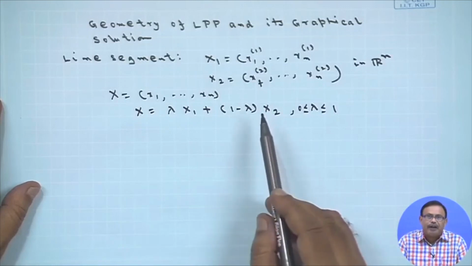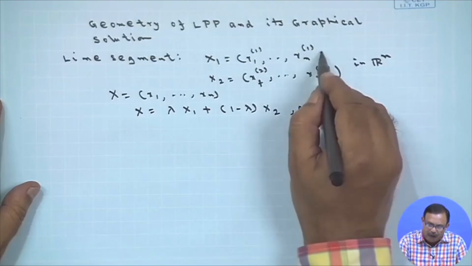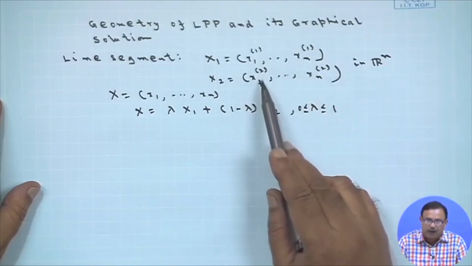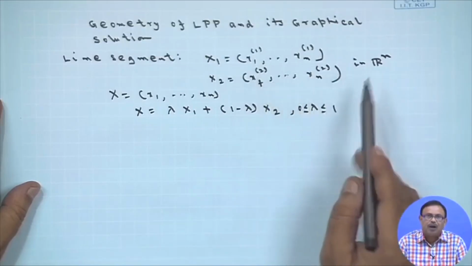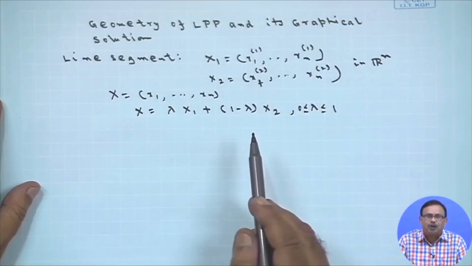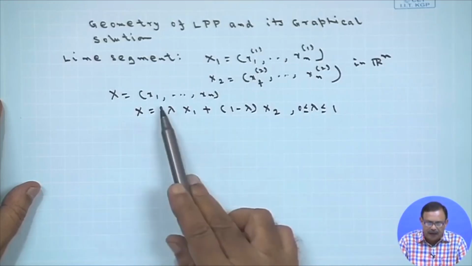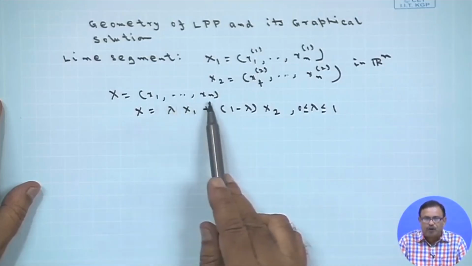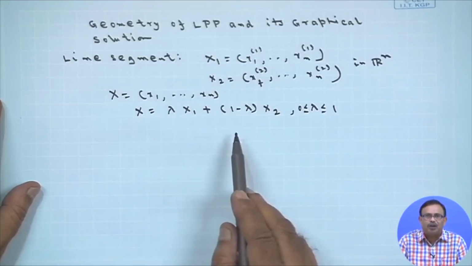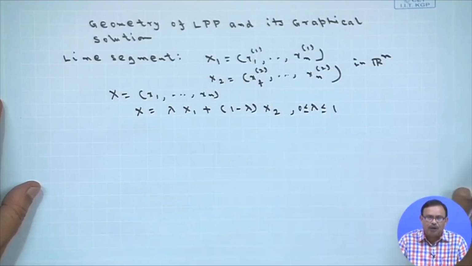So, for any 2 points x 1 and x 2 in R n, that is, if you have x 1 equals (x 1 1 up to x n 1) and x 2 equals (x 1 2 up to x n 2) in R n, in that case the line segment joining this x 1 and x 2 is a collection of points of the form x, where x is (x 1 to x n), which will satisfy the equation x equals lambda x 1 plus (1 minus lambda) into x 2, lambda lies between 0 and 1.